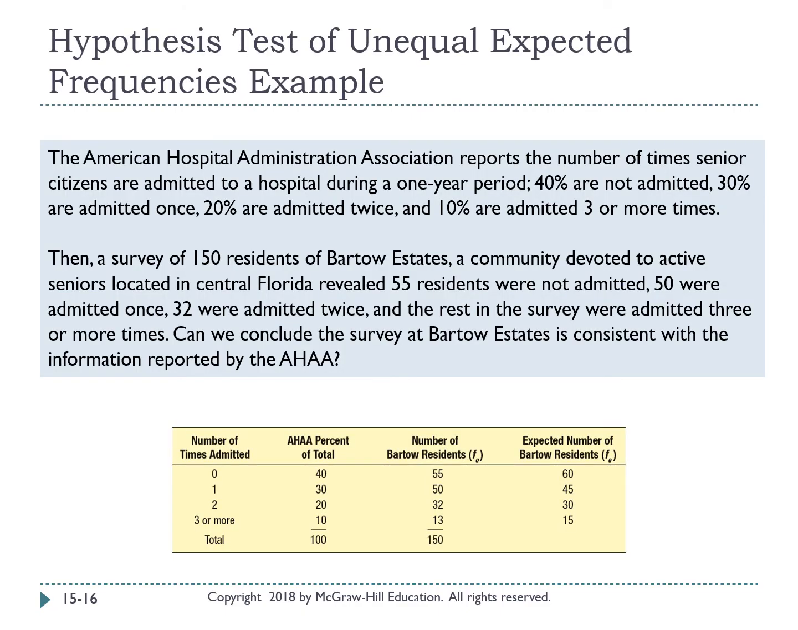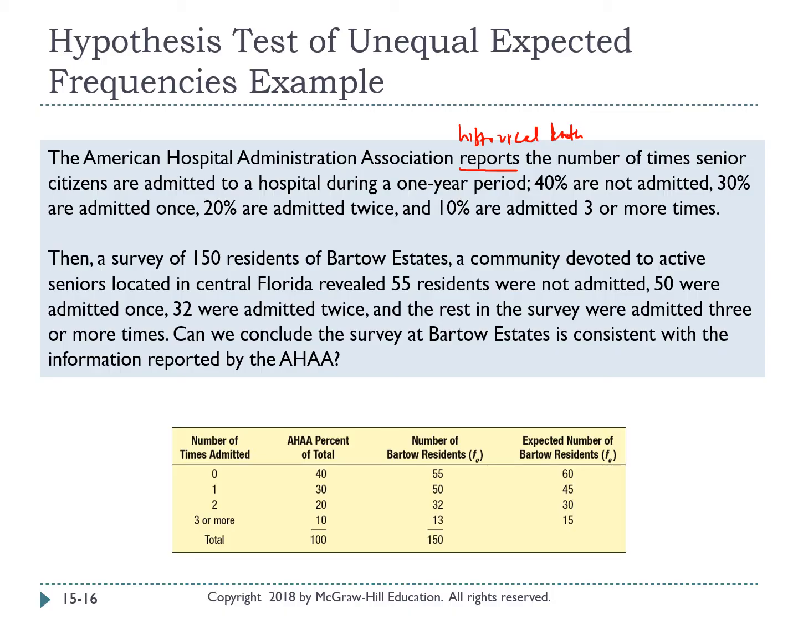This is the example of goodness of fit for unequal expected frequencies. The American Hospital Administration Association's reports. So when you look at this word reports, it refers to the historical data, the number of times senior citizens are admitted to a hospital during a 1-year period. 40% are not admitted, 30% are admitted once, 20% are admitted twice, and 10% are admitted 3 or more times.